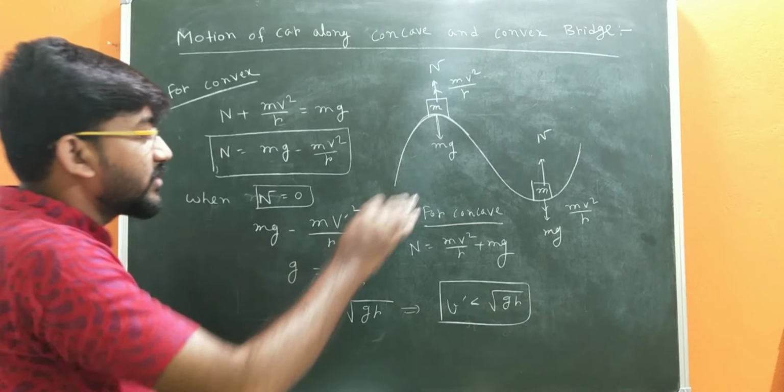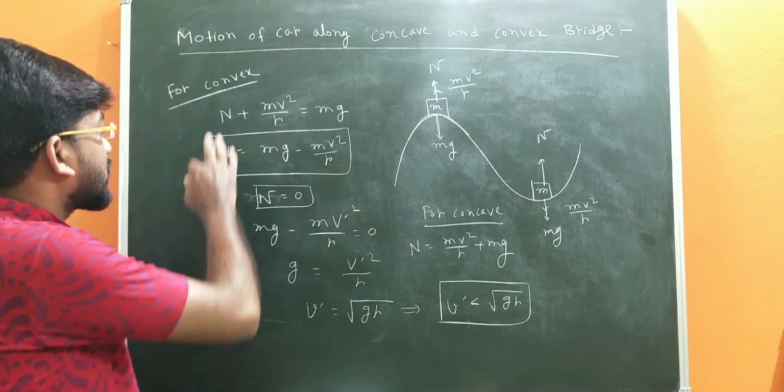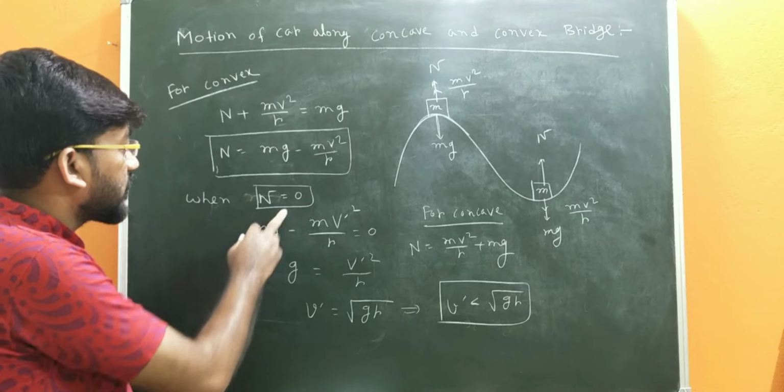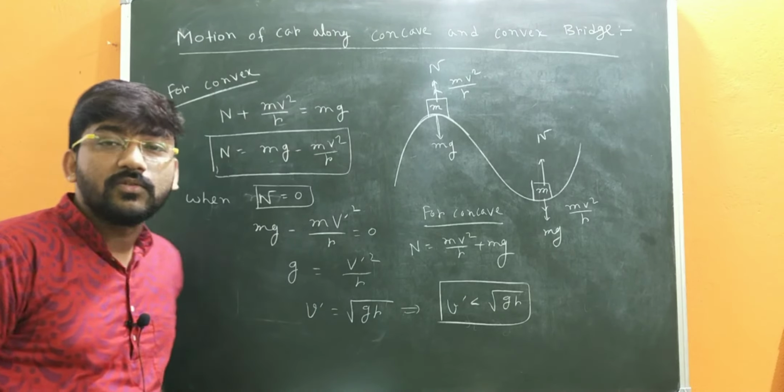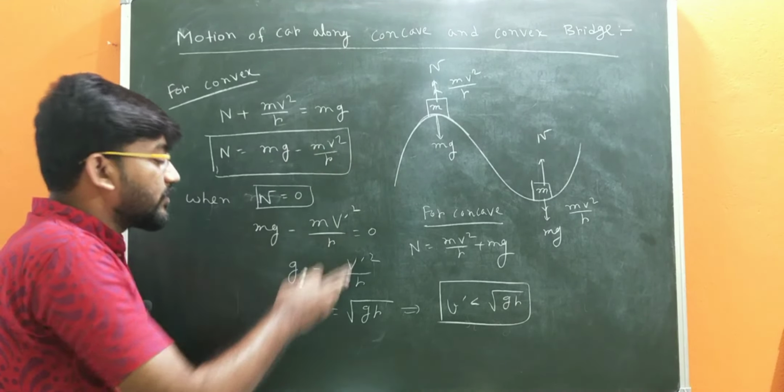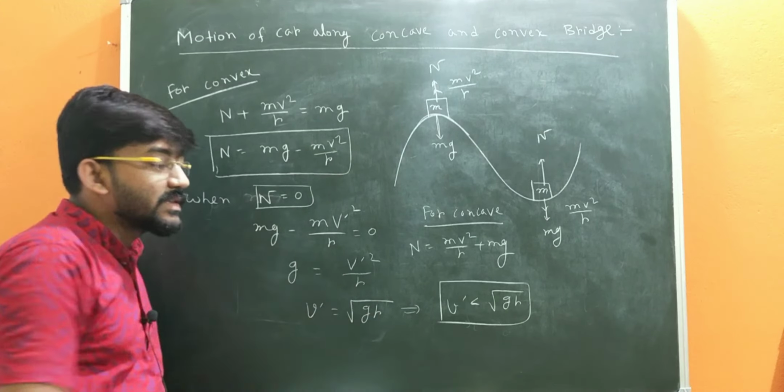So that is not the case actually, but most of the time this case will arise, that when the normal reaction is 0, then v dash is equal to root gr. That means to cross the bridge safely, the car should have velocity less than this.